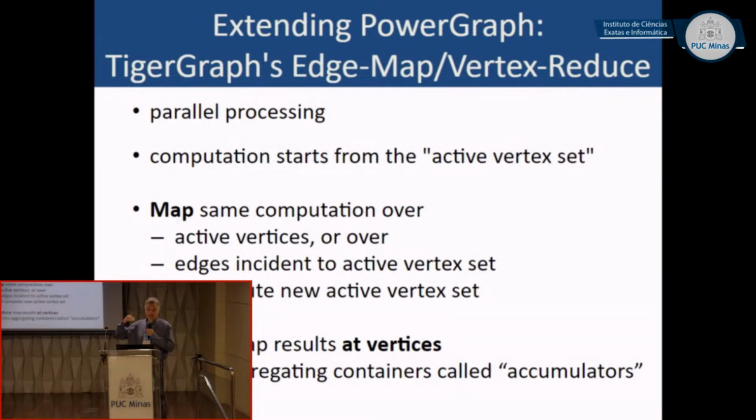As the vertices or edges are mapped over, these functions running at each of them compute some output, and that one is going to be reduced at the vertices into aggregating containers that are known as accumulators.